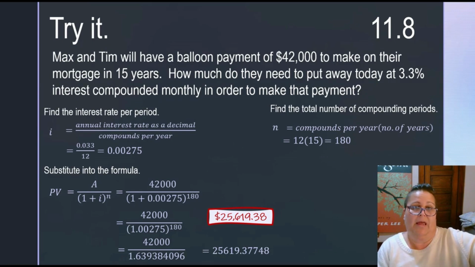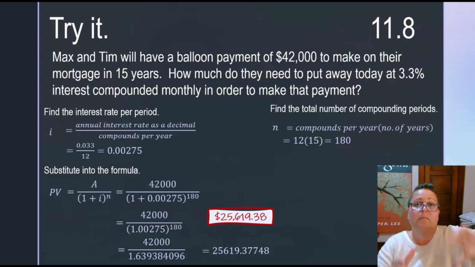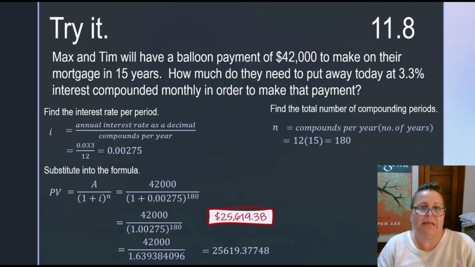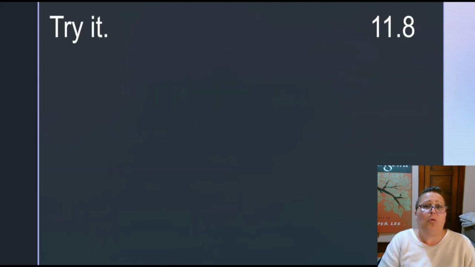So they need to put away $25,619.38 today. And if they have that money and they can put it away in an account at 3.3% interest for the next 15 years, then in those 15 years, that money will grow to be the $42,000 that they need to pay it off. You can see that this is savings, right? Because instead of paying $42,000, they're instead paying $25,000, saving themselves almost $20,000 off of their mortgage. So if you have the wherewithal to do it, you're saving yourself money in the long run. It's not always the case.